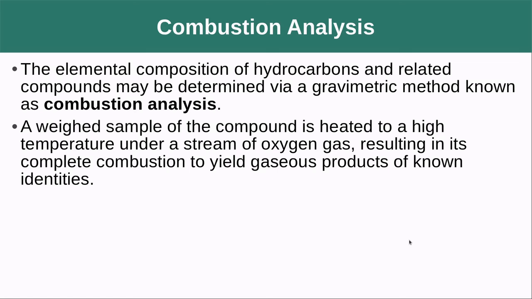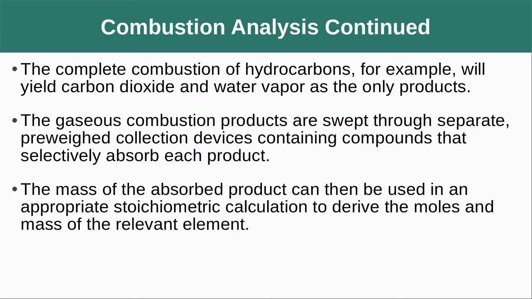Combustion analysis is when we burn things and then analyze the gases that come off in order to figure out the composition of the initial sample. The complete combustion of hydrocarbons, for example, will yield carbon dioxide and water vapor as the only products. The gaseous combustion products are swept through separate pre-weighed collection devices containing compounds that selectively absorb each product. The mass of the absorbed product can then be used in an appropriate stoichiometric calculation to derive the moles and mass of the relevant elements.